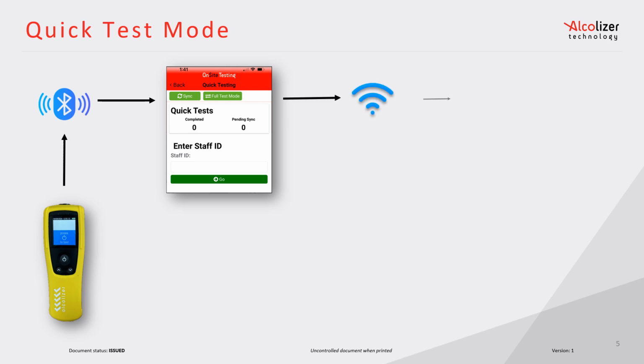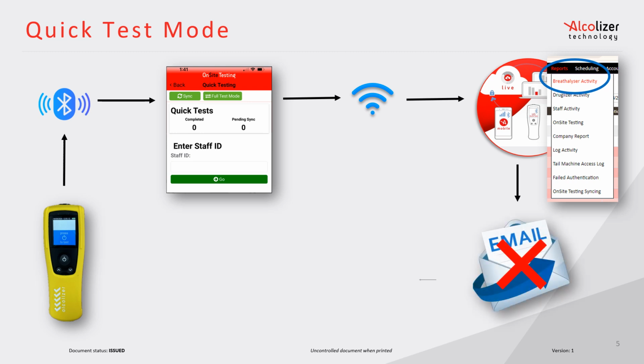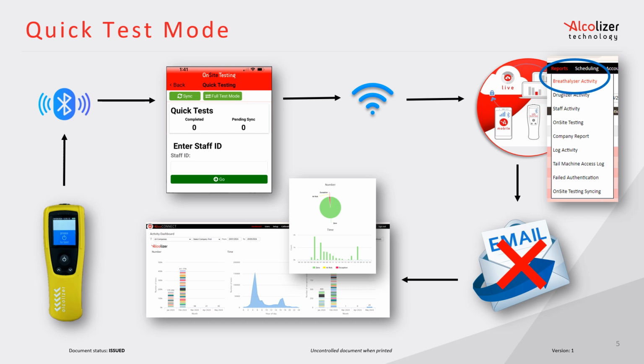All quick test results are viewed instantly in the breathalyzer activity. Quick test results cannot be viewed or emailed in the app. The only way to view the results is to log into Alco Connect.